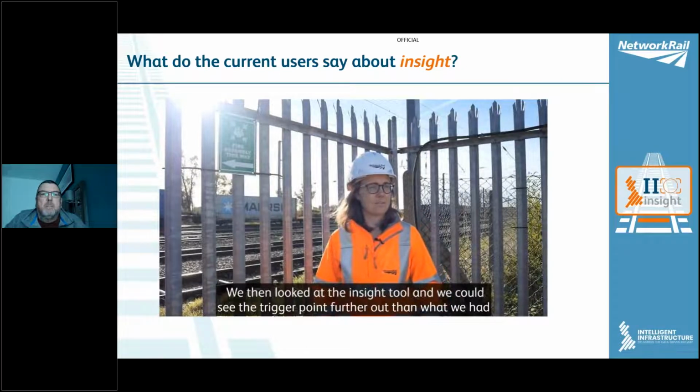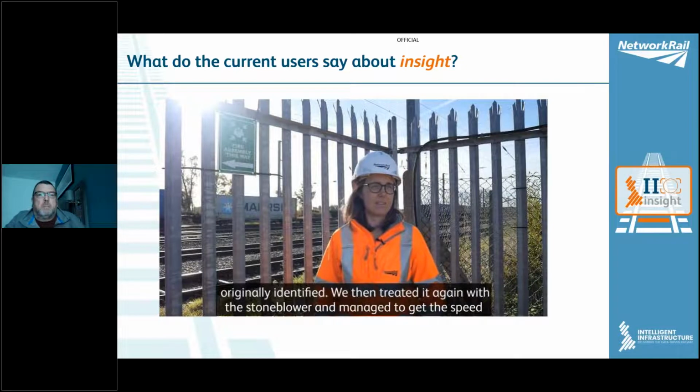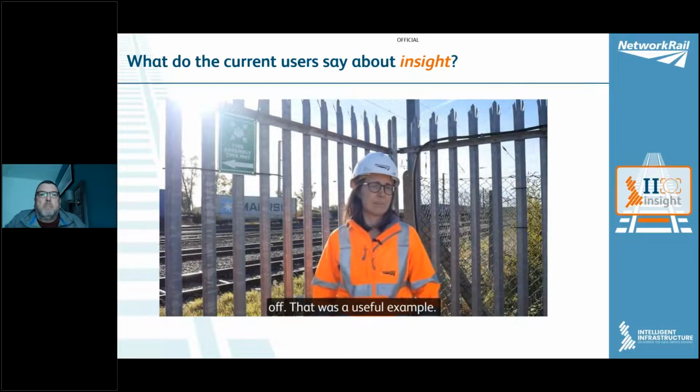And we then looked at the Insight tool, and we could see the trigger point further out than what we'd originally identified. We then treated it again with a stone blower and managed to get the speed off. So that was a useful example.